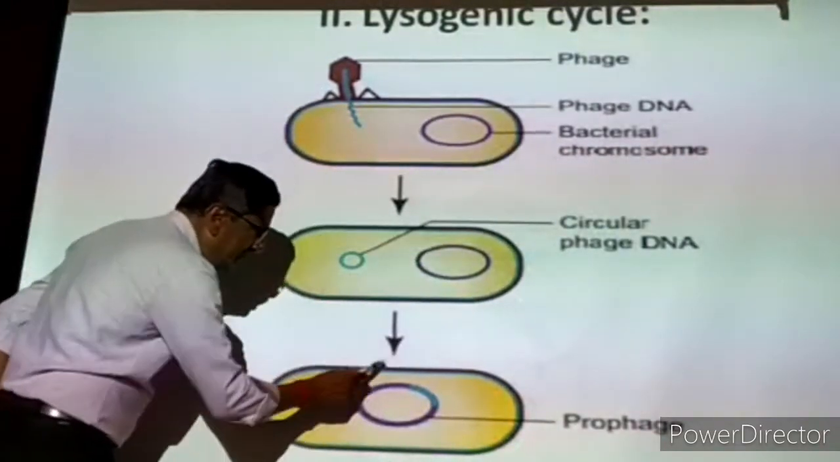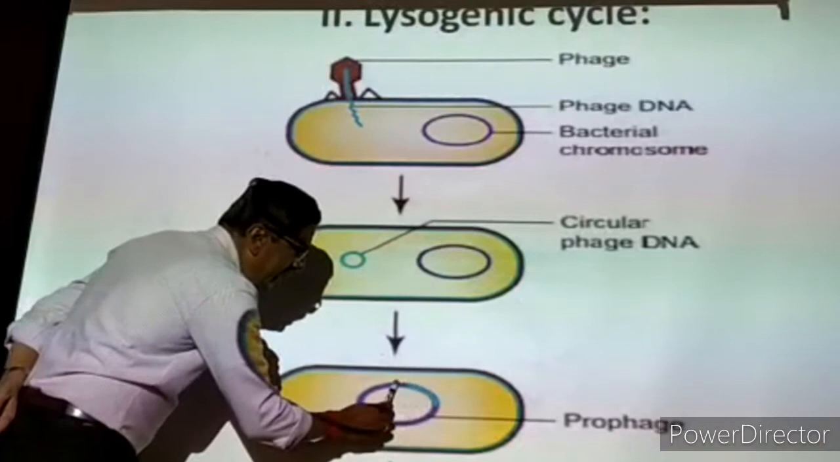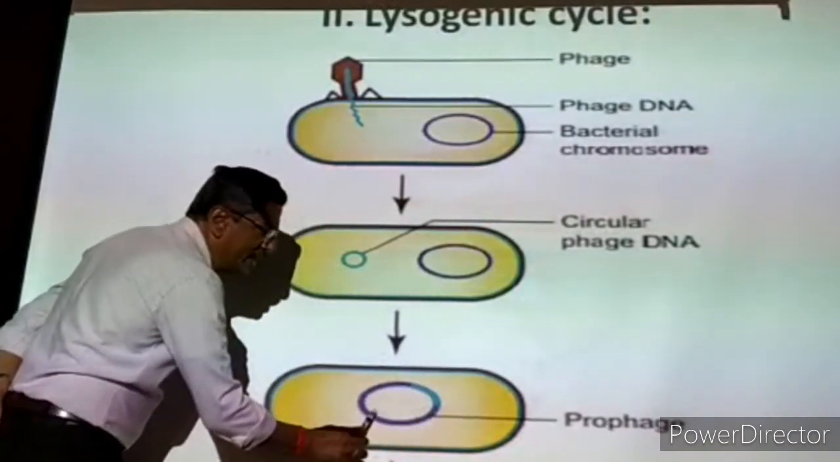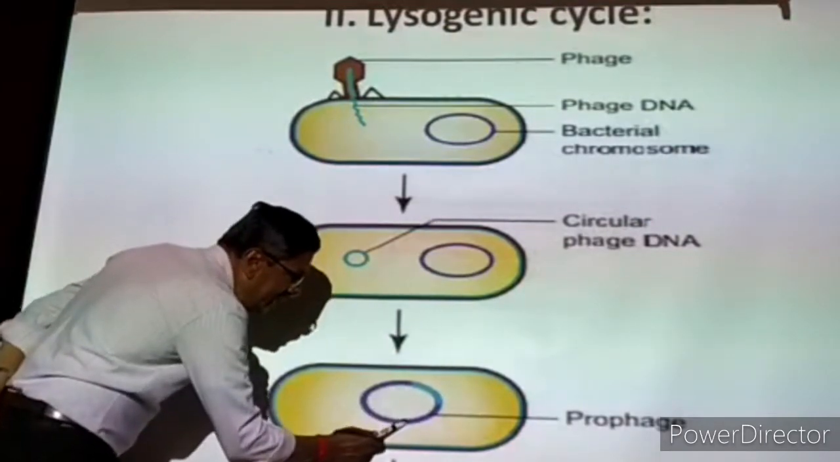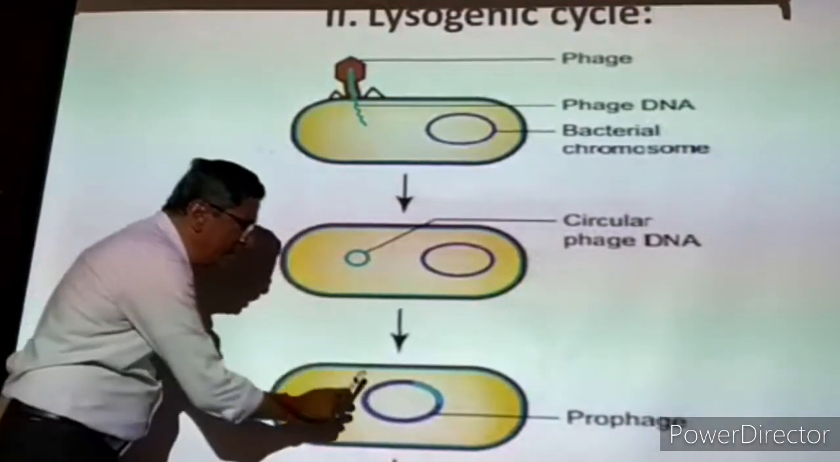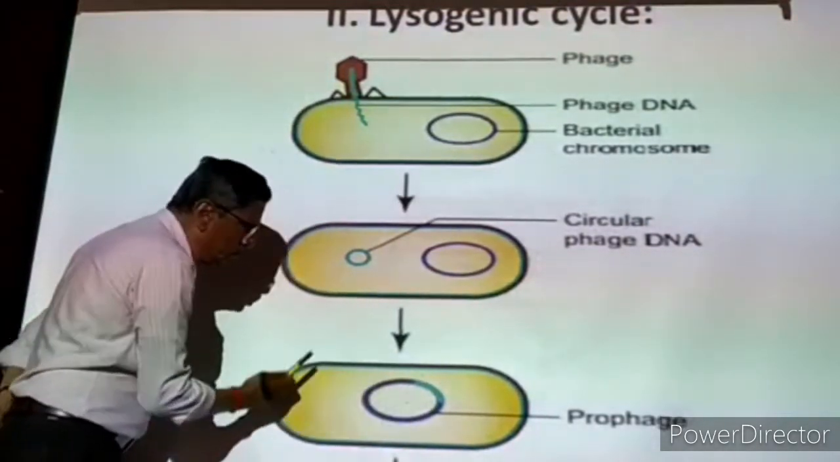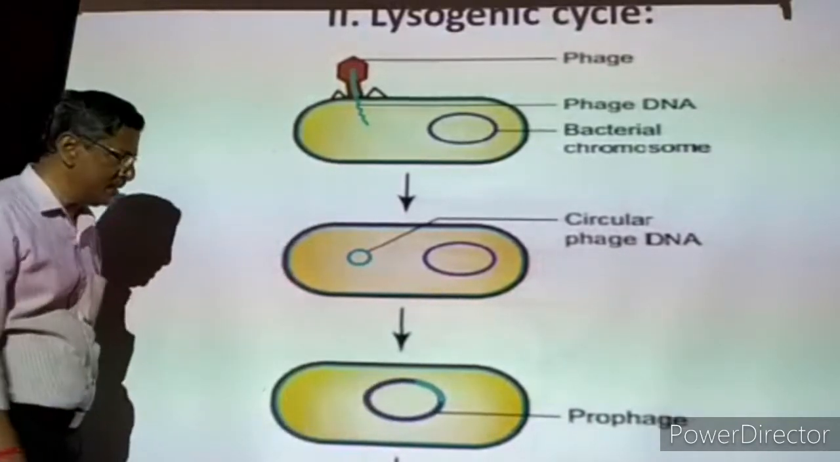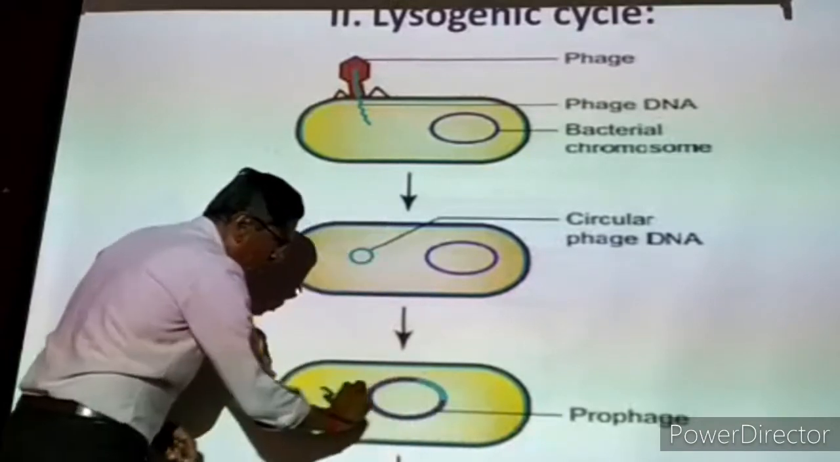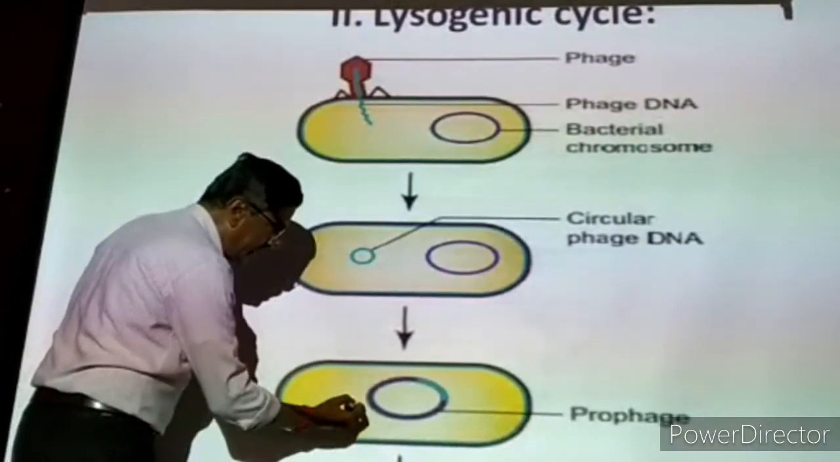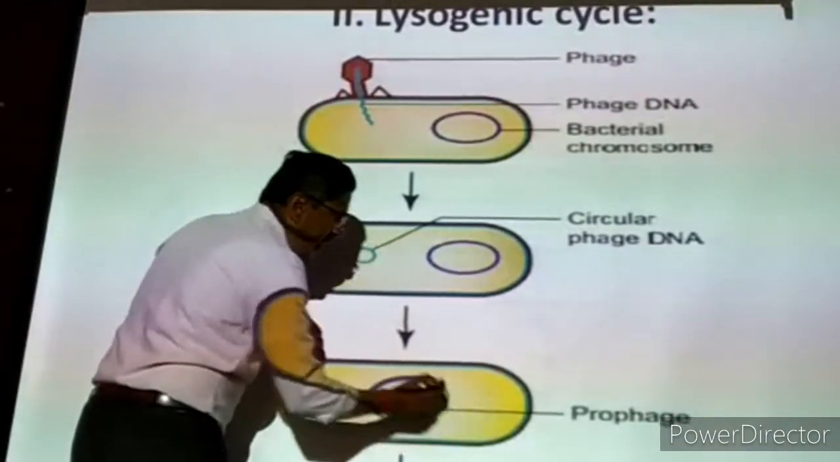The same way, what will happen here? The bacterial DNA and the viral DNA together we can call integrated DNA. The integrated DNA will duplicate. One integrated DNA will become two, which means both are exactly the same copies. So two integrated DNAs will be formed. One will move to this end, one will come to this end. So here one integrated DNA, here one integrated DNA.